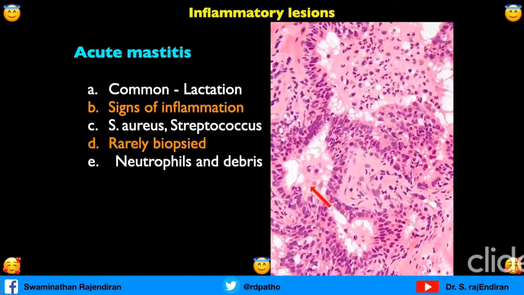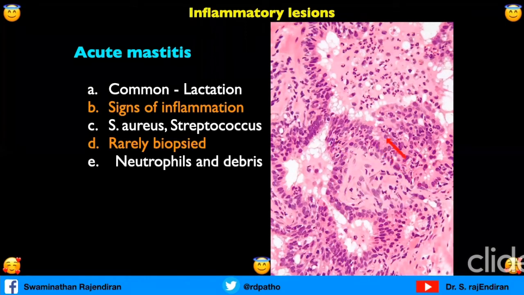Coming to proliferative disease without atypia, let us start with the inflammatory lesions. Acute mastitis is very common during lactation, and the breast shows signs of inflammation. Usually it is due to Staphylococcus aureus or Streptococcus, but they are rarely biopsied. Who biopsies acute mastitis? It is a clinical diagnosis. Nobody takes the biopsy, but when they do, it will have a lot of neutrophils and debris.